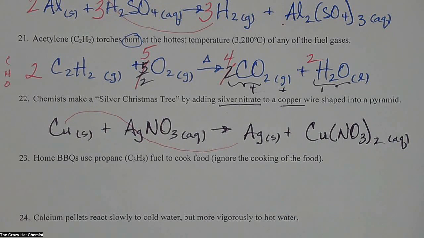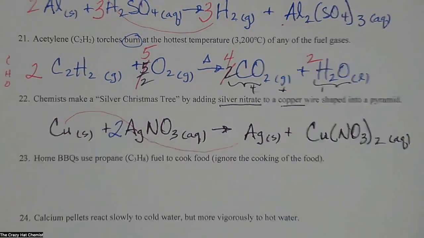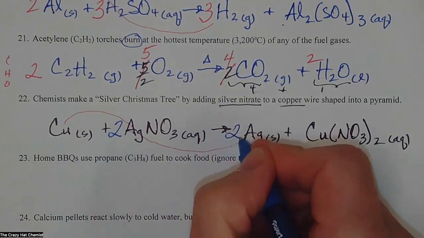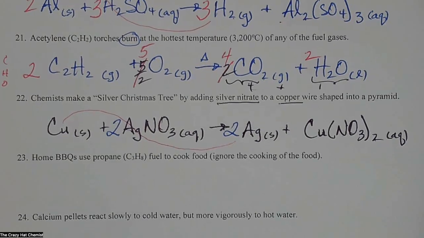Okay. And now what we need to do is balance this. There are two nitrogens, and I'm going to put a 2 right there for the nitrogens. There are two silvers. I'm going to put a 2 there for the silvers. And boom, we're done. We're looking good. All right.